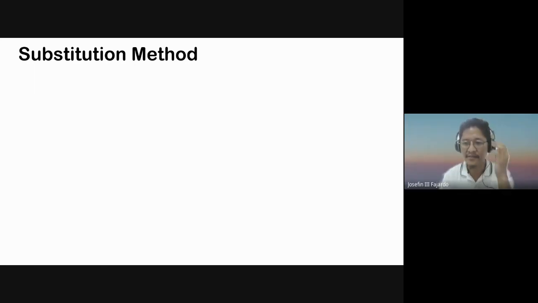Okay, so again, substitution method is an integration method or a technique of integration wherein we perform substitution. Kaya tawag sa kanya ay substitution method. Okay, so let's try to have some examples so that you will know why it is called this and how do we perform this method.